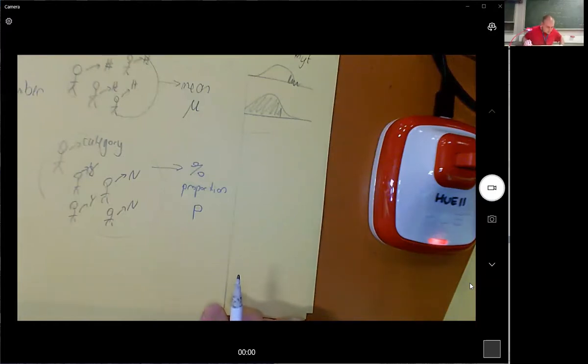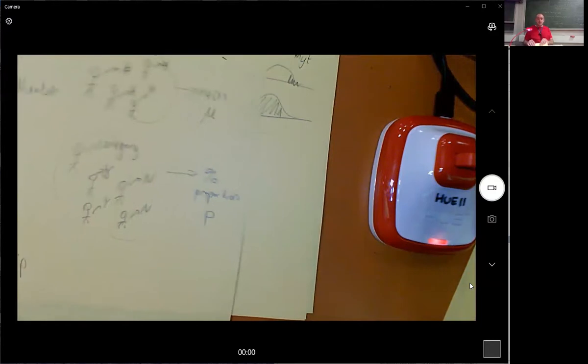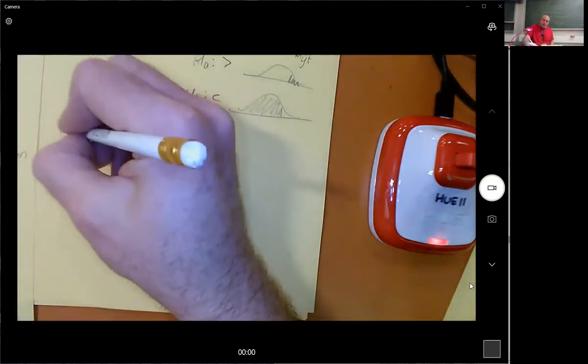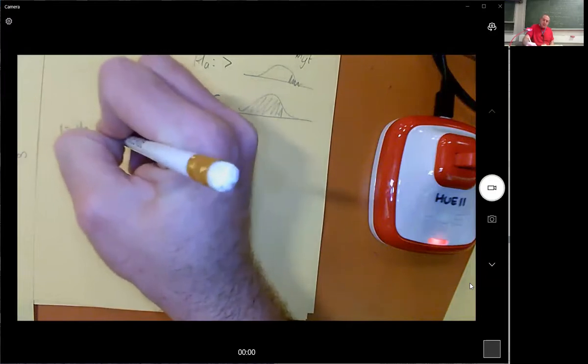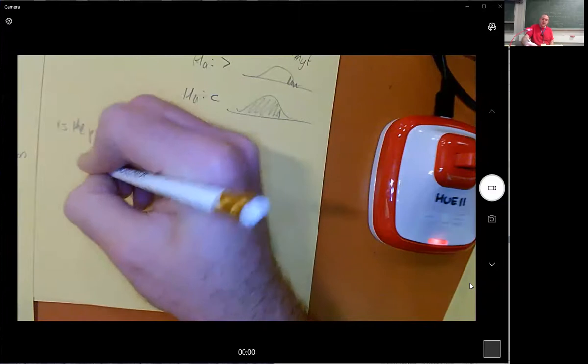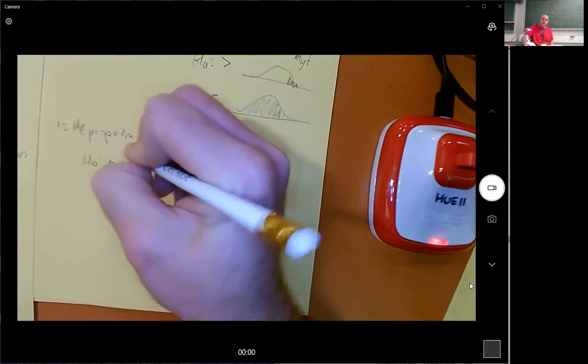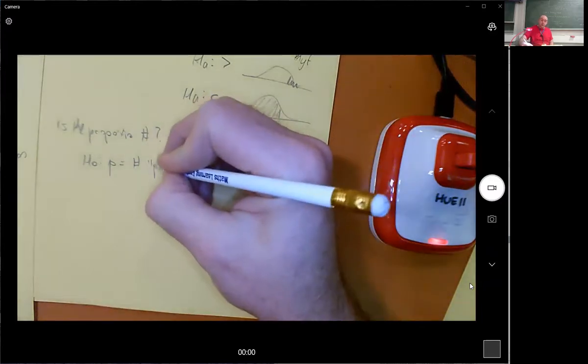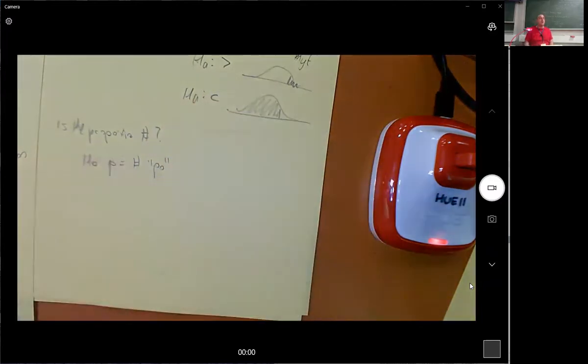You did do things with P hats and stuff, didn't you? Yeah, okay. And is the proportion equal to this number? And then your null hypothesis would be that the proportion is the number. And it's traditionally called P naught because it's the proportion that goes with the null hypothesis.